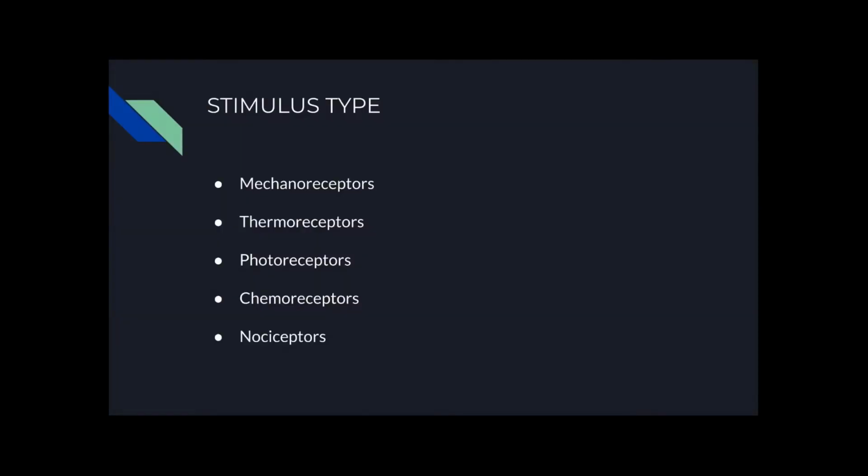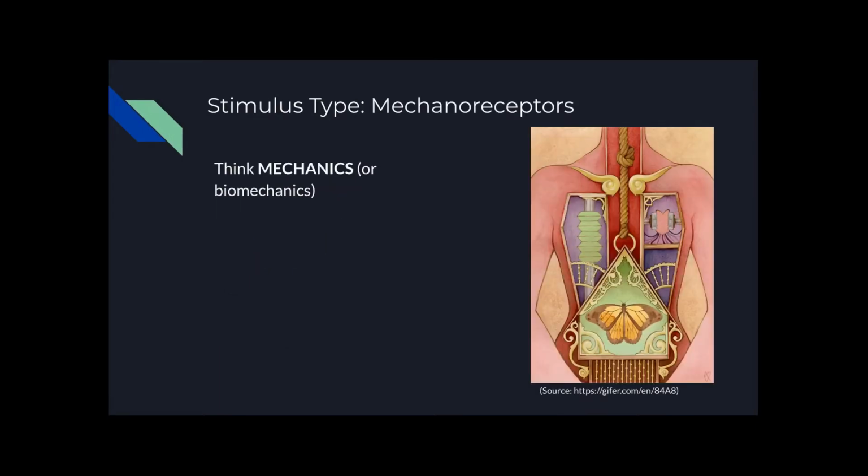So first I want to talk to you about the receptors that are classified based off of their stimulus type, so the type of stimulus they respond to. These include our mechanoreceptors, thermoreceptors, photoreceptors, chemoreceptors, and nociceptors. So whenever I think of my mechanoreceptors, I think of mechanics or biomechanics. These are the receptors that respond to touch, pressure, vibration, and stretch, things that occur regularly within our body.